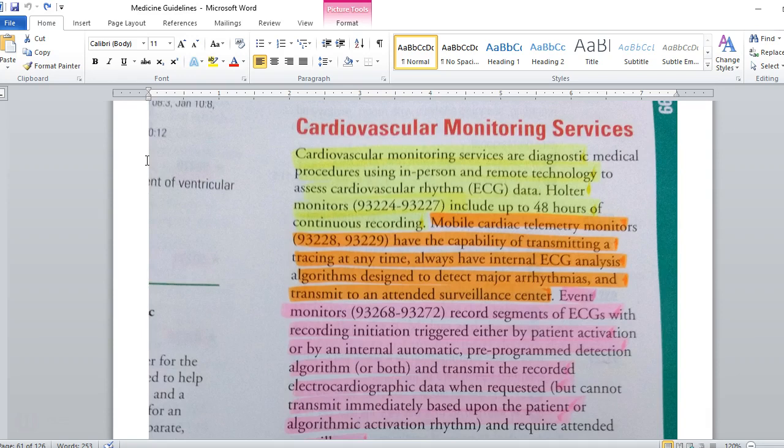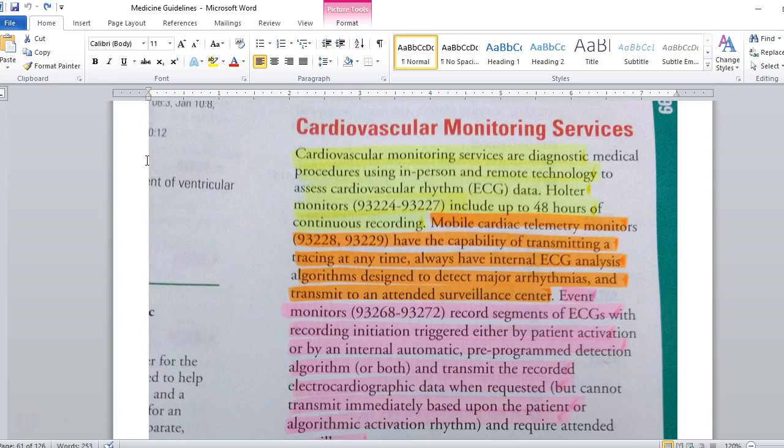So it starts out telling us that cardiovascular monitoring services are diagnostic medical procedures using in-person and remote technology to access cardiovascular rhythm data. Okay, Holter monitors include up to 48 hours of continuous recording. So that is something that's put on in a doctor's office. Patient goes home for a day or two, comes back.